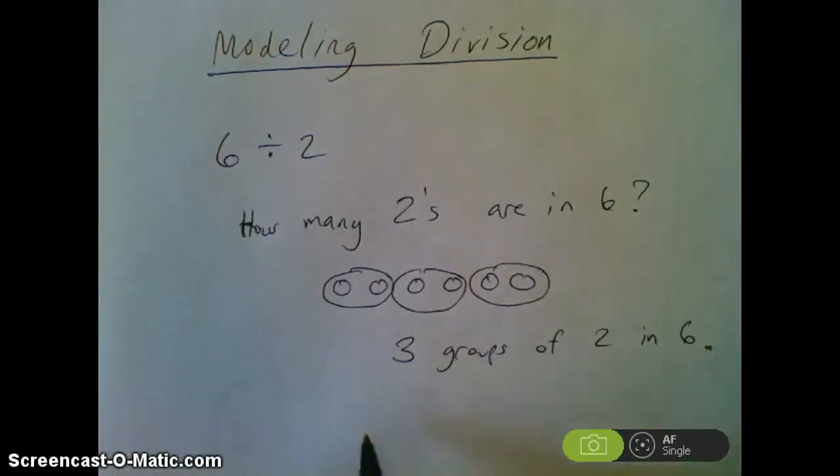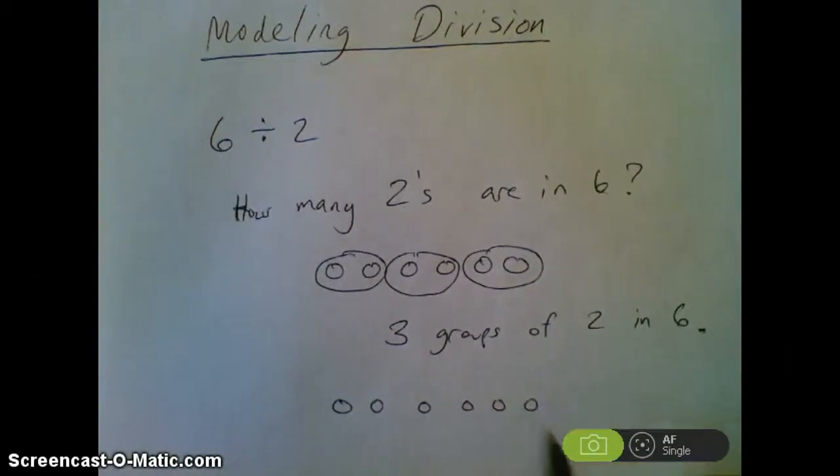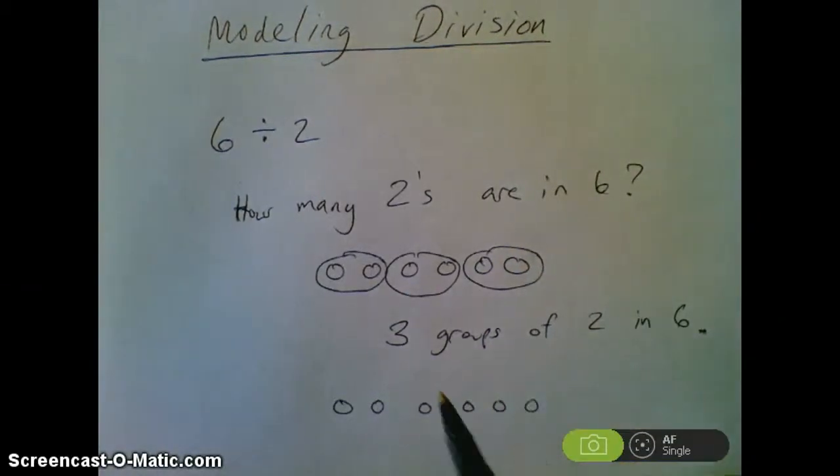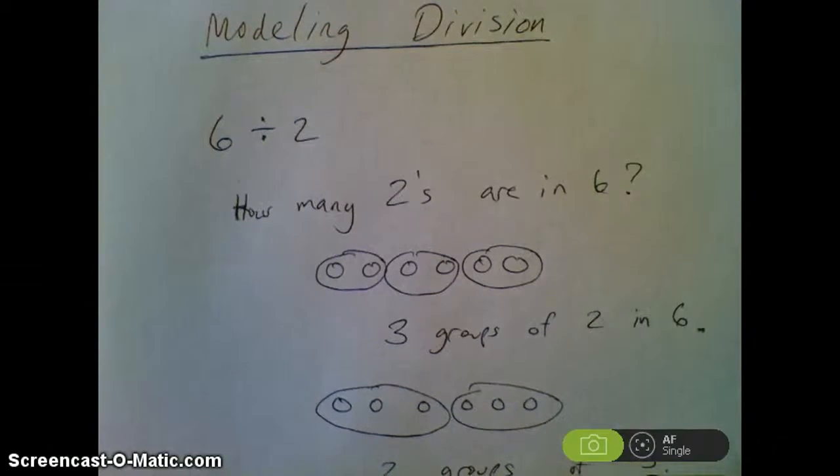You could also look at it this way if you're modeling this. Another way to do it would be 1, 2, 3, 4, 5, 6. And if I divide it by 2, I'm actually dividing it into 2 groups of 3. So that's another way to think of it.